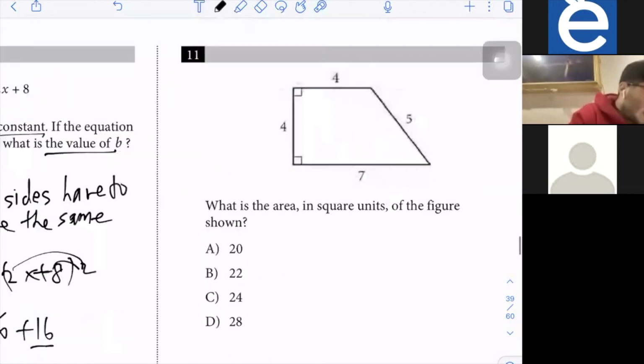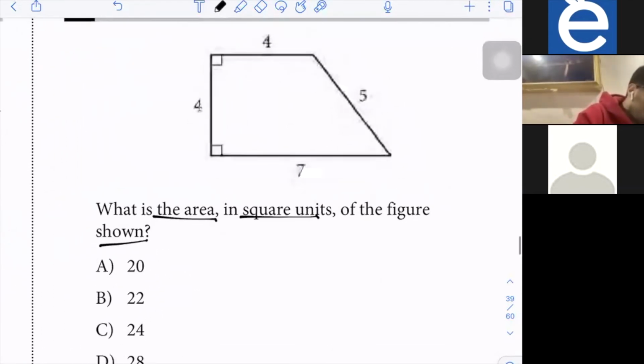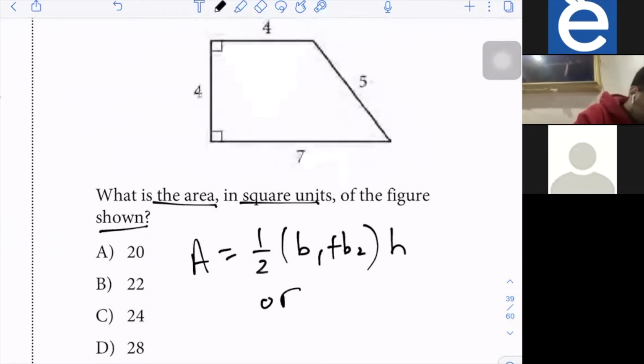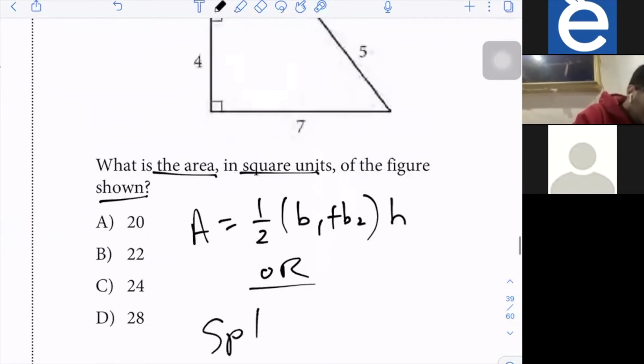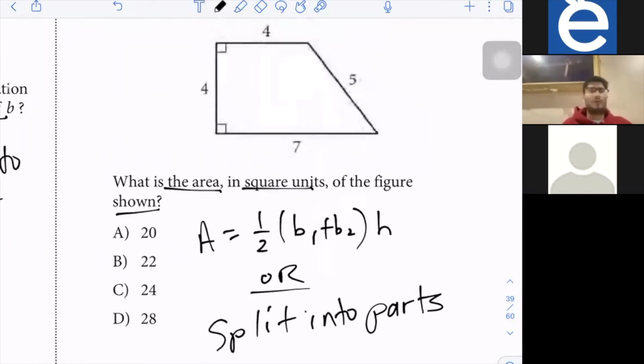Okay, sorry. Okay, question 11. What is the area in square units of the figure shown? So there's two ways of solving this. We know we can use the formula for a trapezoid, 1/2 base 1 plus base 2 times height, or we can split it up into parts. I'll do it both ways so you guys have an understanding of how to do it both ways.